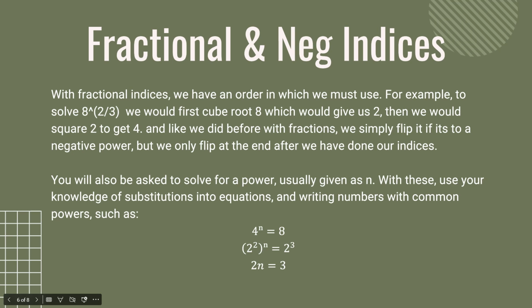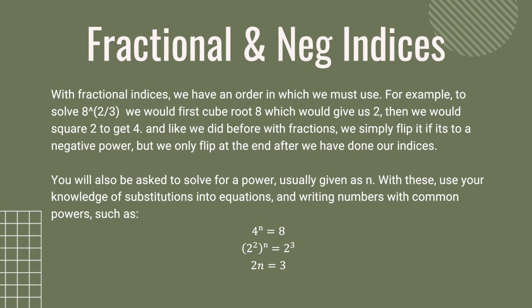With fractional indices, we have an order in which we must work. For example, to solve 8 to the power of 2 over 3, we would first cube root 8, which would give us 2, then we would square 2 to get 4. And like we did before with fractions, we simply flip it if it's a negative power, but we only flip at the end after we've done our indices.